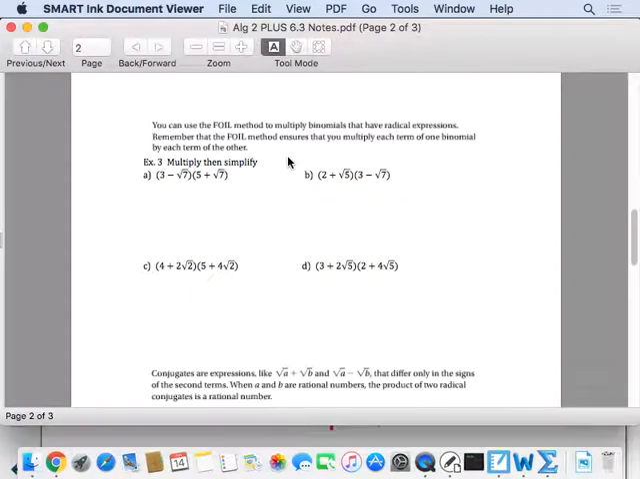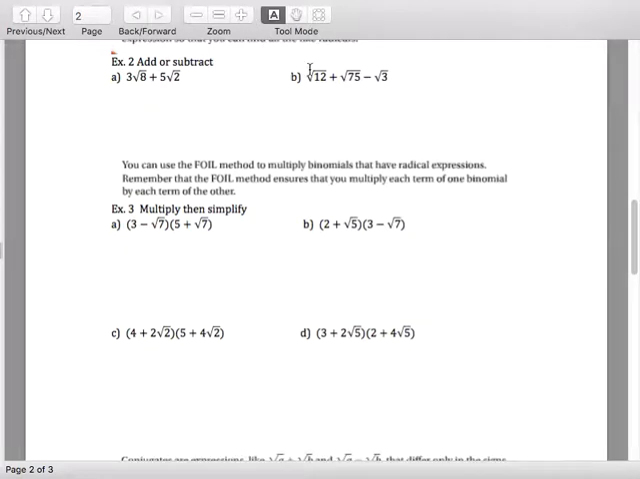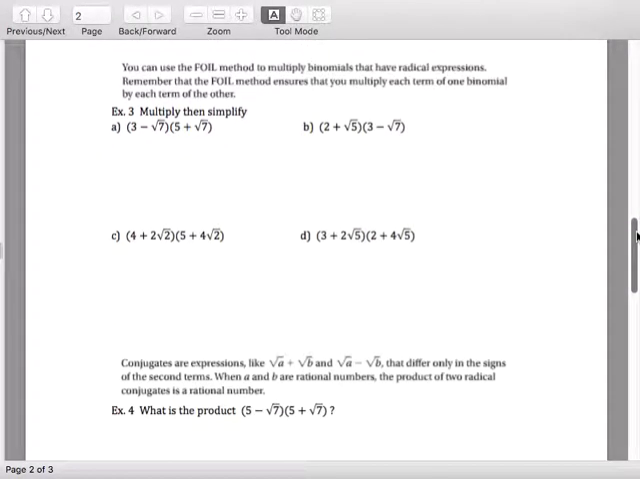All right, it looks like this. We were up to example 3. And if you notice here, it says you can use the FOIL method to multiply binomials that have radical expressions. Remember that the FOIL method ensures that you multiply each term of one binomial by each term of the other.